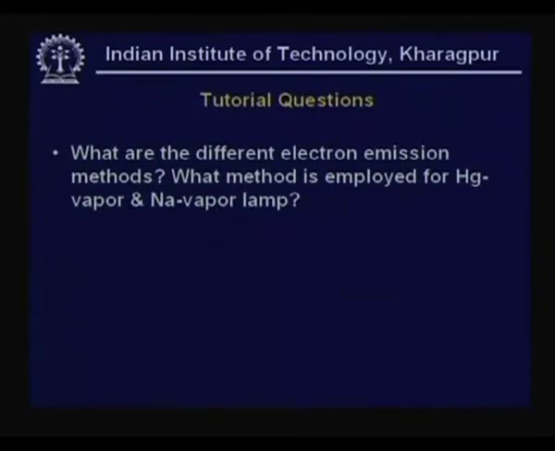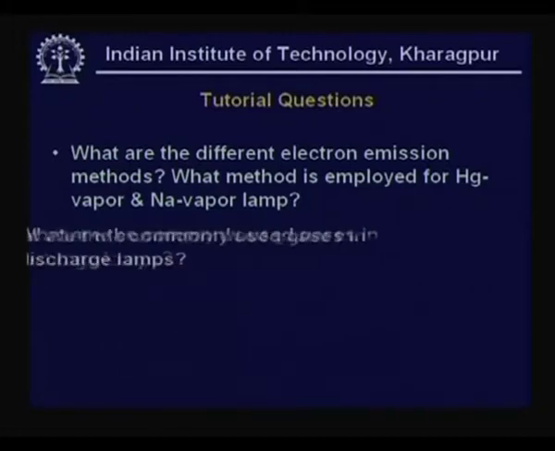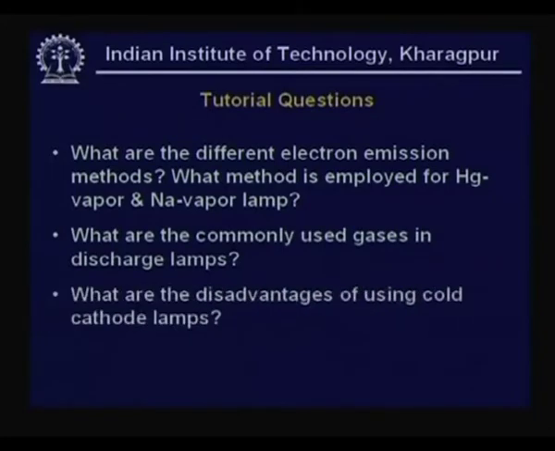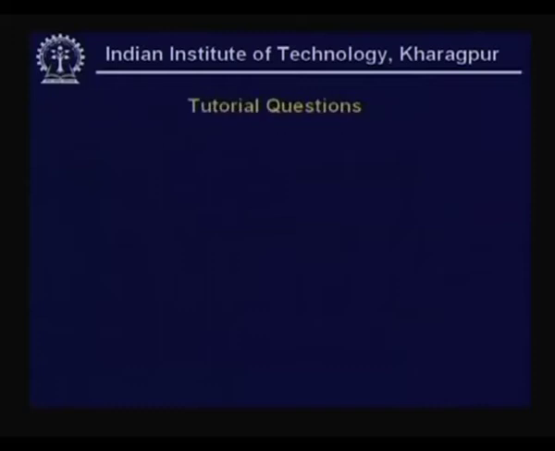Some of the questions that may be answered based on this lecture are: What are the different electron emission methods? What method is employed for mercury vapor and sodium vapor lamps? What are the commonly used gases in discharge lamps? What are the disadvantages of using cold cathode lamps? What do you mean by run-up time?